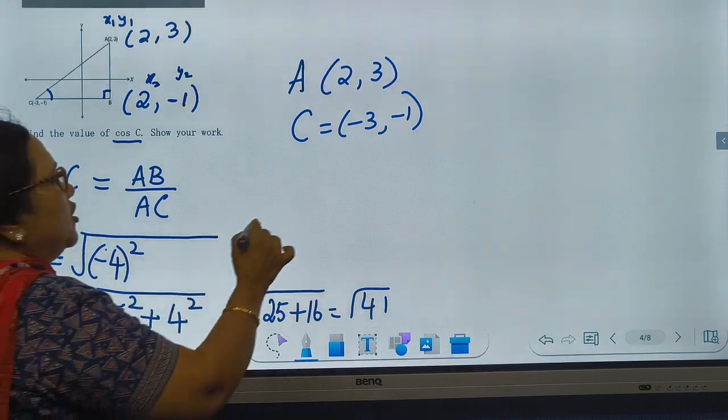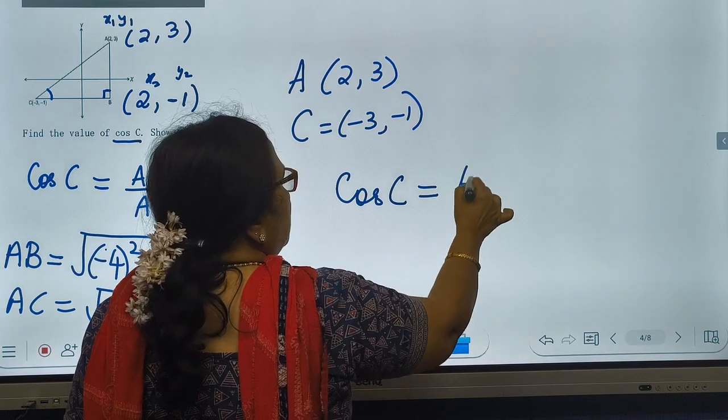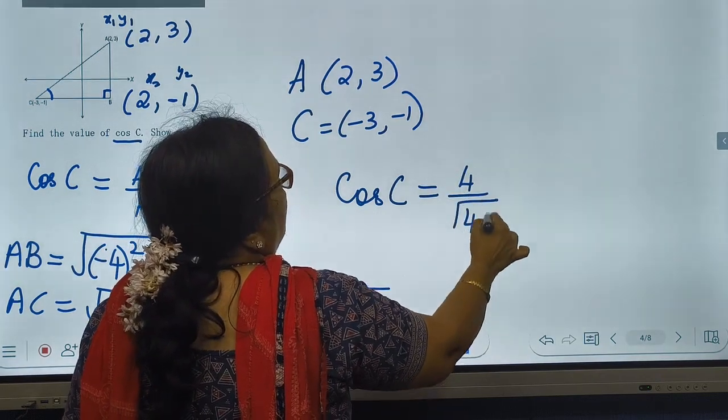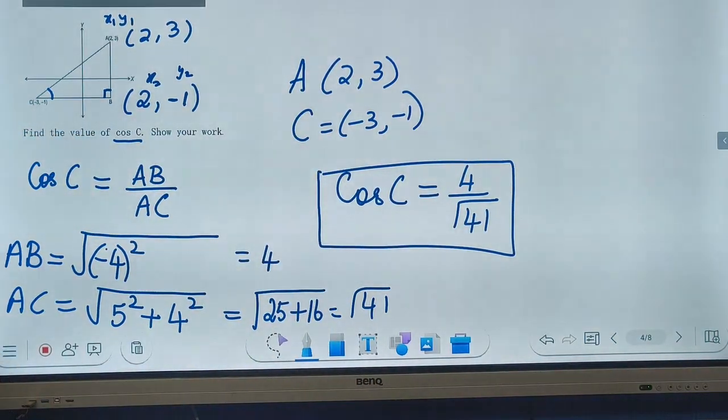So what is the value of cos C? Cos C will be AB by AC, which is 4 by root of 41. So you should also know how to integrate your understanding of different topics. Here the integration is of coordinate geometry with trigonometry.